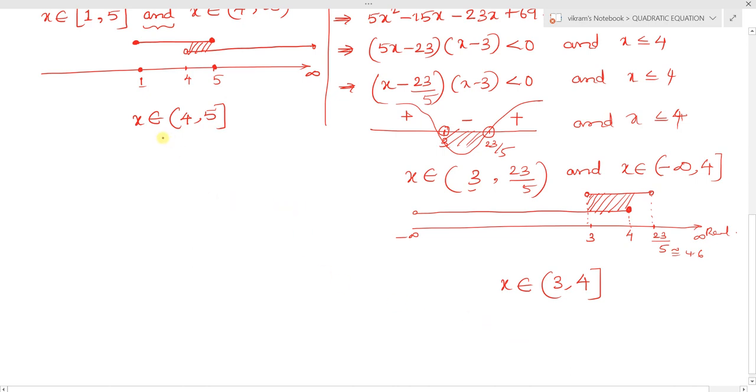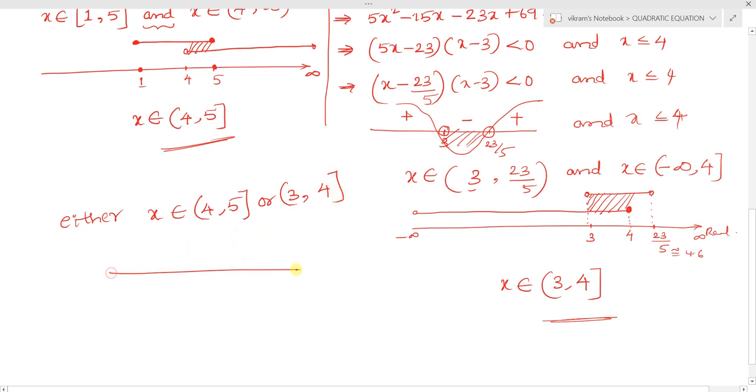Now, what is the solution? Either this result or that one, so we have two cases. Either the first case, where x belongs to (4, 5], open at 4 and closed at 5, or the next, (3, 4], open at 3 and closed at 4. Now it is either-or, which means we need to combine the two solutions.